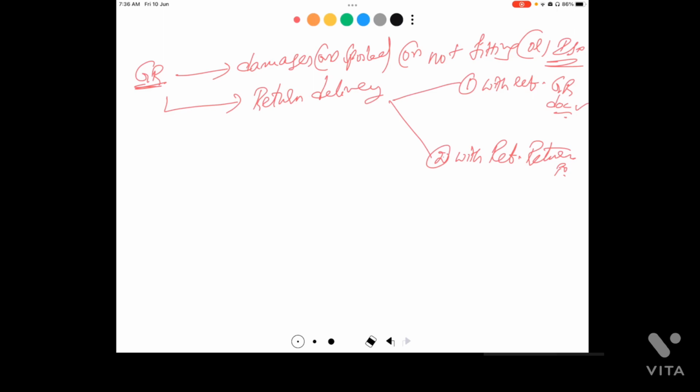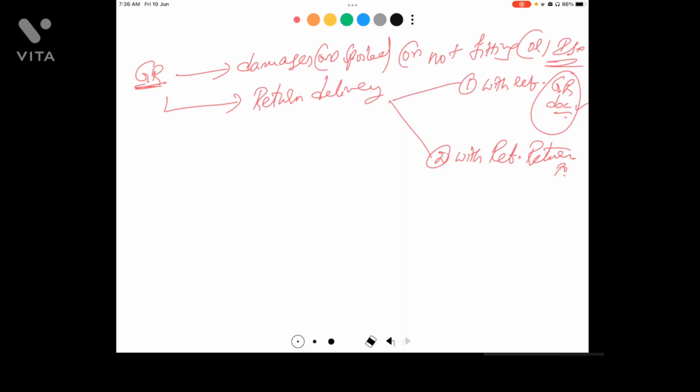So what can I do? I don't have the GR document number, because it was done 1 month back. Maybe I don't have it; there are so many GRs which have happened. I don't track the batch number or the serial number. Nothing is there. So in those cases, we'll go with the return PO. In the return PO, we mention that these articles I am returning back to the vendor.